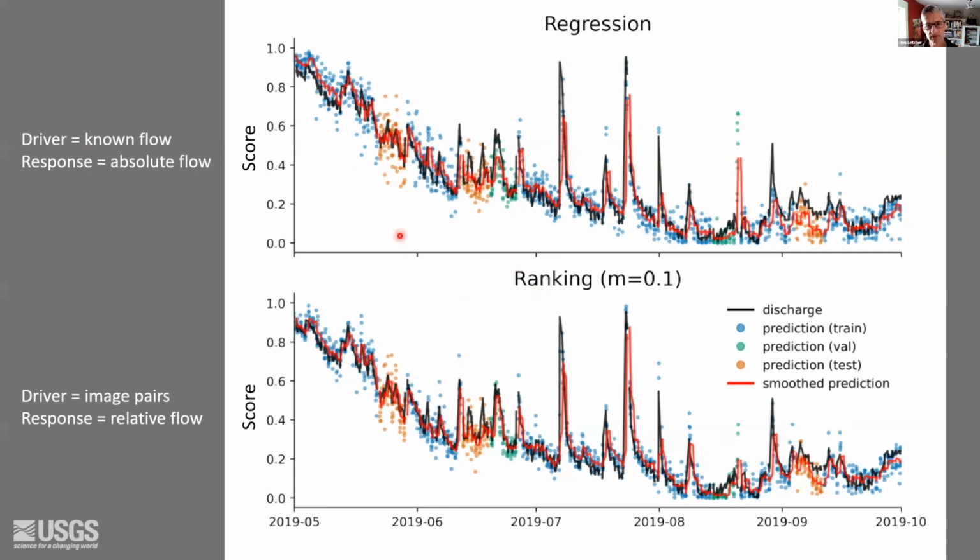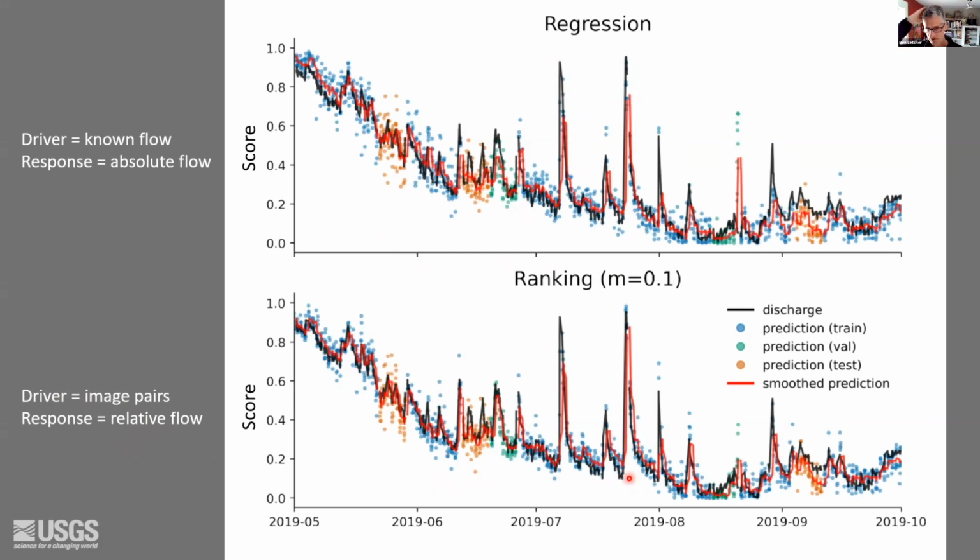And you can see we get really pretty good concordance between the two. The red line doesn't always capture the peak of the flood, but we definitely see a very good pattern, good relationship between observed and predicted. And the crazy thing is down here on the bottom, when the driver is image pairs and the response now will be relative flow, it looks about the same. We get very similar predictions to when we actually use the flow information. So that's really, really powerful.